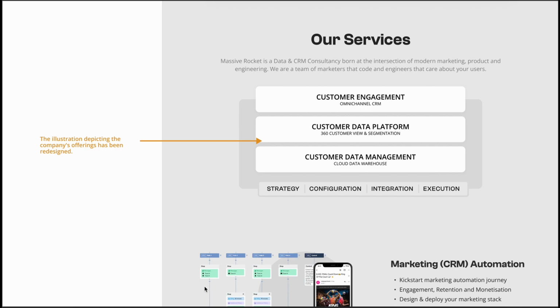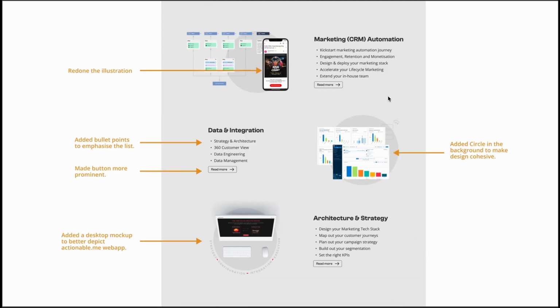Next we have the services section. I've redesigned the old illustration, and immediately after the illustration I have given details about each and every one of those next to it. So here is the section. I have added bullet points, redesigned this button and made it a bit more prominent, and I have tried to make the illustrations a bit more sleek, adding circles behind the illustrations to make them look more cohesive and belong to the same family.